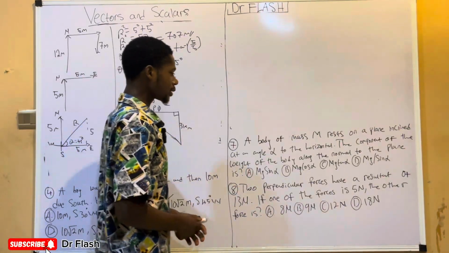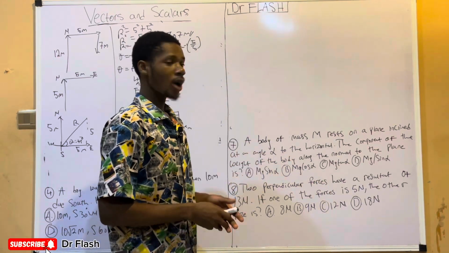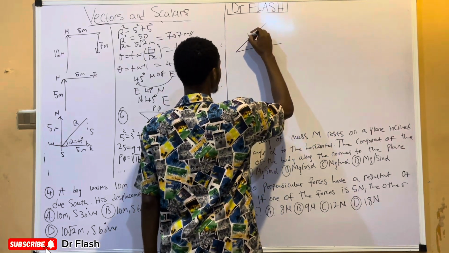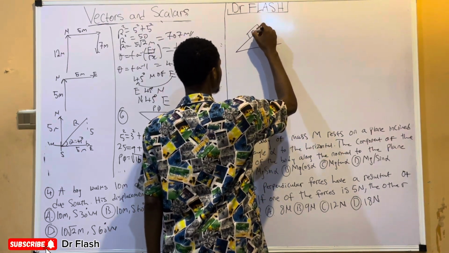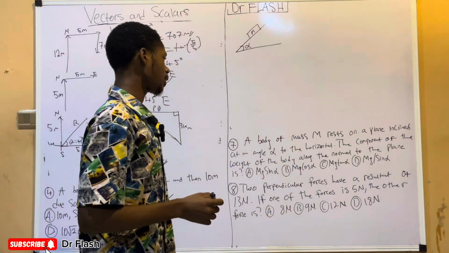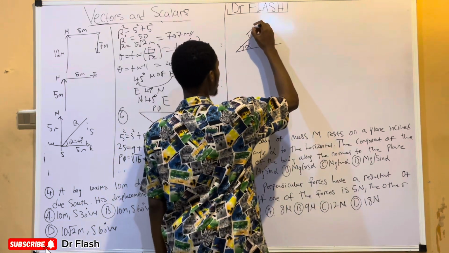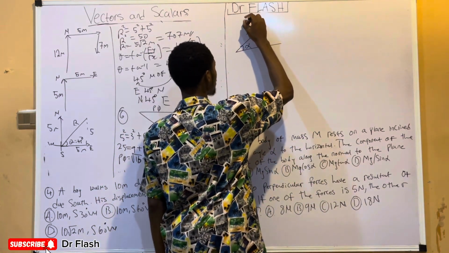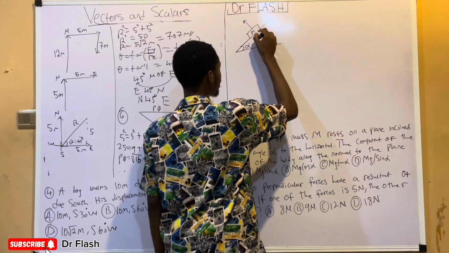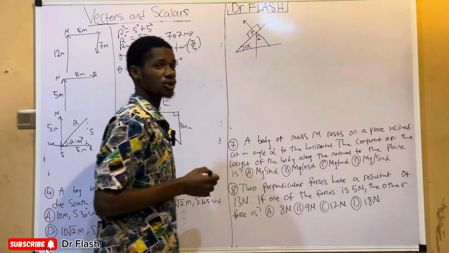Okay, another question here says a body of mass m rests on a plane inclined at angle alpha. Here is the plane that is inclined, and you say a body of mass m rests on a plane inclined at angle alpha. The components of the weight of the body along the normal. Remember there is always a normal reaction, perpendicular to the surface. And then we have the weight. Here is also alpha.